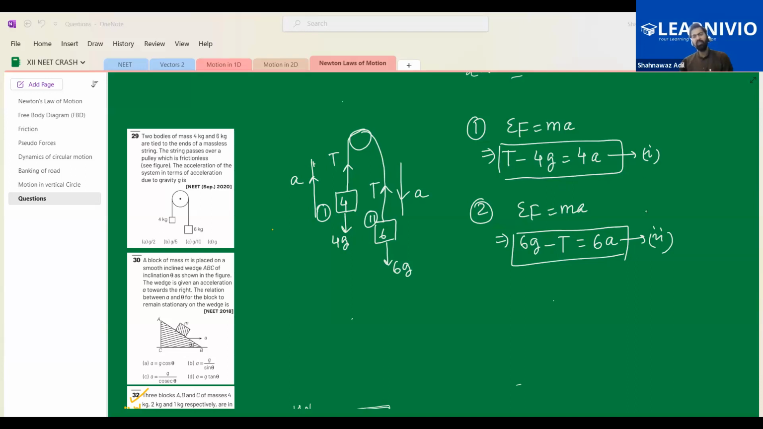Okay, so now we have to find the acceleration. What should we do with these two equations so that we can get the acceleration? Can you tell me?